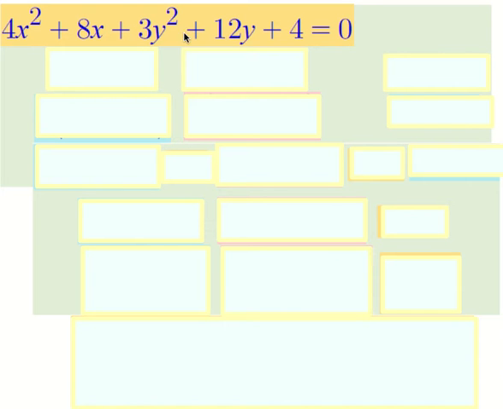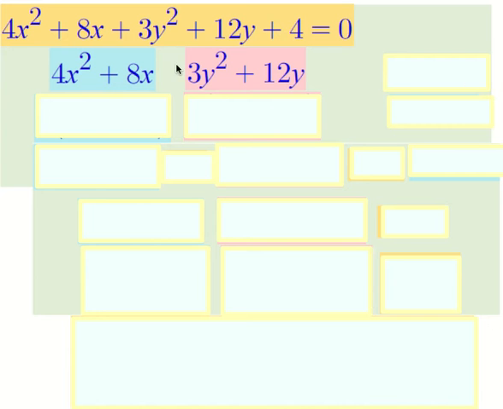So I take this equation and I look, and some of these are in terms of x, some of these are in terms of y, and then we have a constant by itself. So I just want to separate those things out. So we've got 4x squared plus 8x, and we've got 3y squared plus 12y, and then of course we've got our constant plus 4 equals 0.